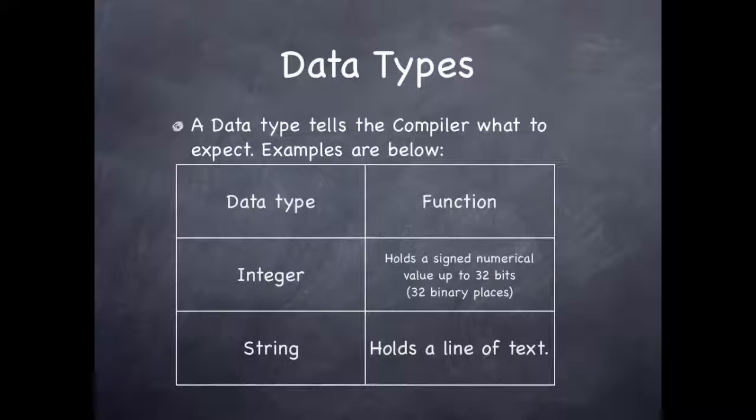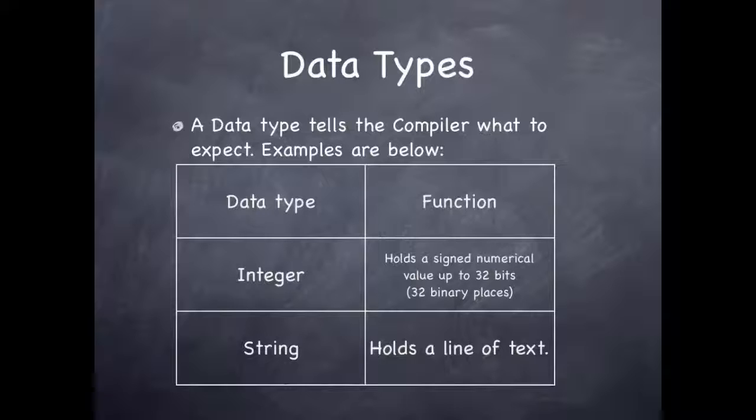Okay, so now we're really getting into the language. Data types, if you've written in any language before, you know what data types are. It's basically a tag on any piece of data that tells the compiler what it is going to receive, such as an integer or a string. If you call it an integer, you're telling the compiler that it's going to be a signed numerical value up to 32 bits. I don't know what the exact numbers are, but it's something like negative 300 billion to 300 billion. And a string holds a line of text of any length.